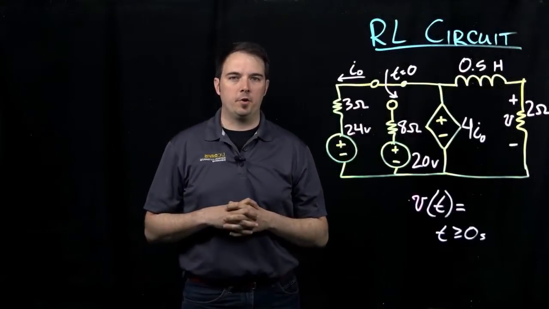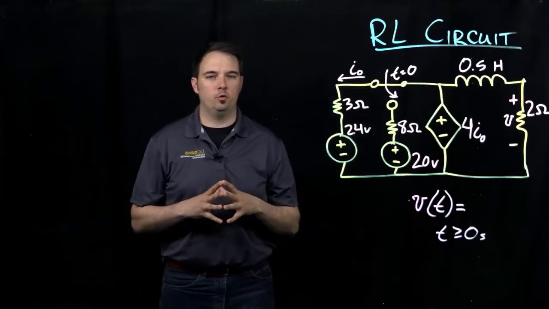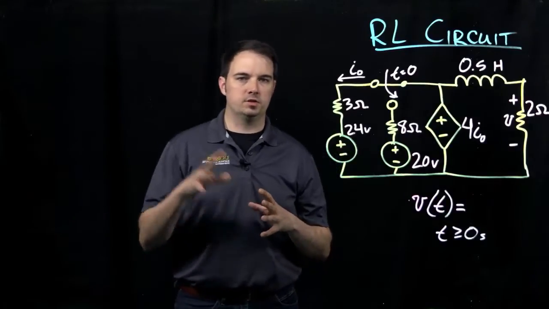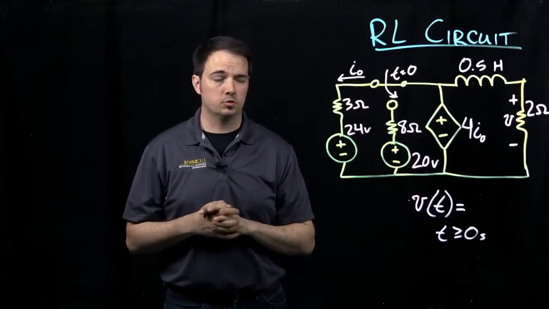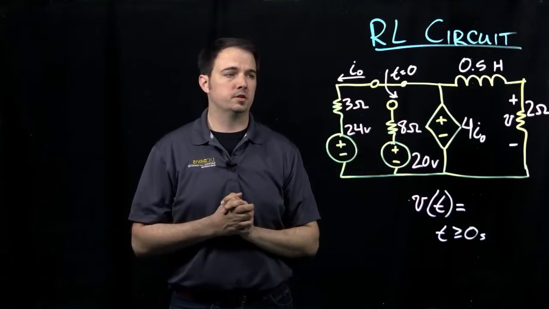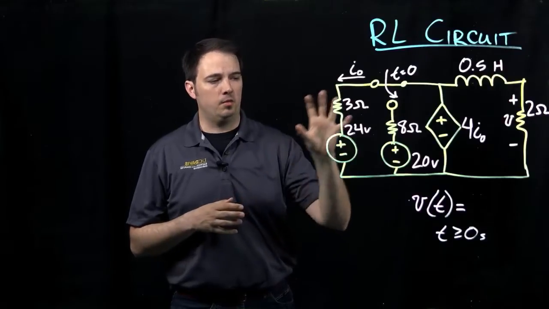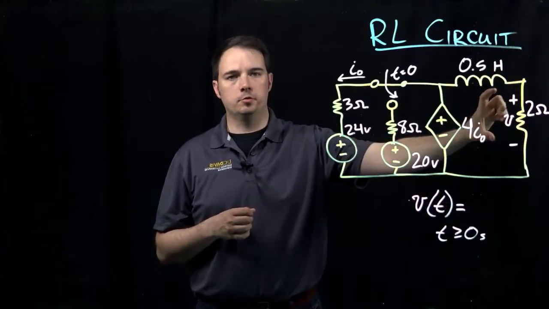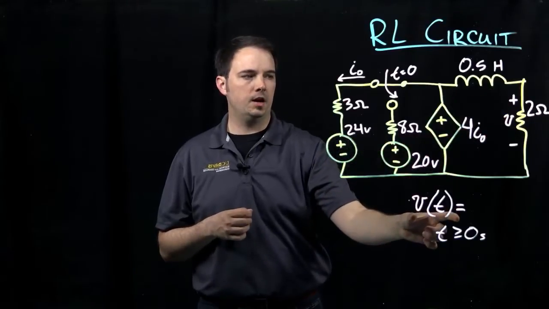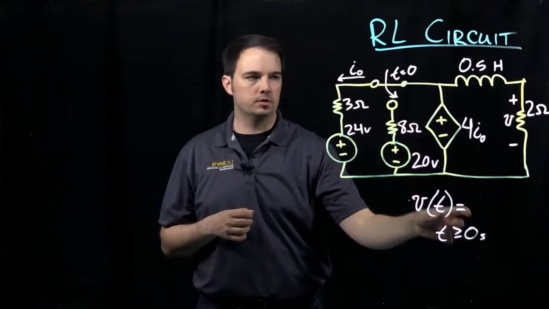Hi, I'm Dr. Montgomery, and in this video we'll be working through an example with an RL circuit, resistors and inductors, here with a couple of independent sources, as well as a dependent source in this case. The problem is basically asking what the voltage across this 2 ohm resistor is going to be as a function of time after t equals 0.